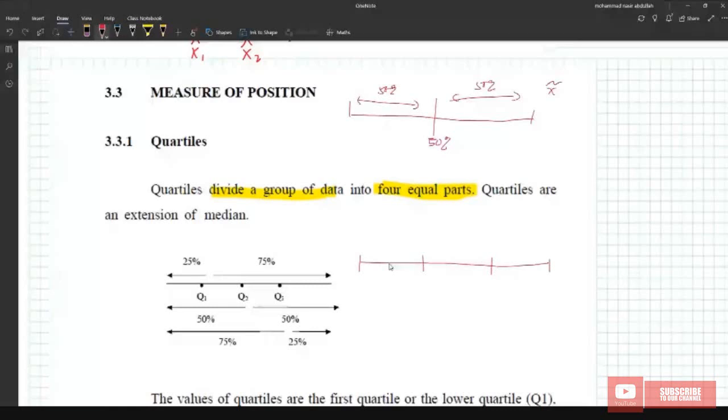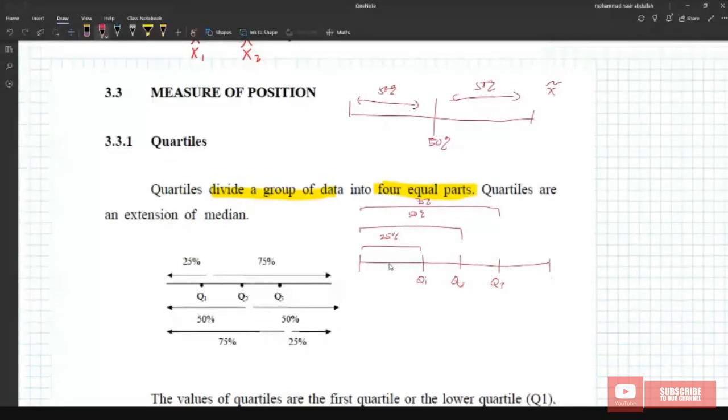So this is going to be quartile number 1, this is quartile number 2, and this is quartile number 3. The first quarter consists of 25% of the data. For the first quartile, we cut the first 25% of the data. For the second quartile, we cut the first 50% of the data. And for the third quartile, we cut the first 75% of the data, right? So this is what quartile means.